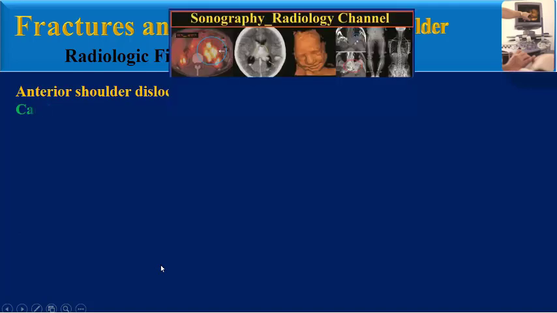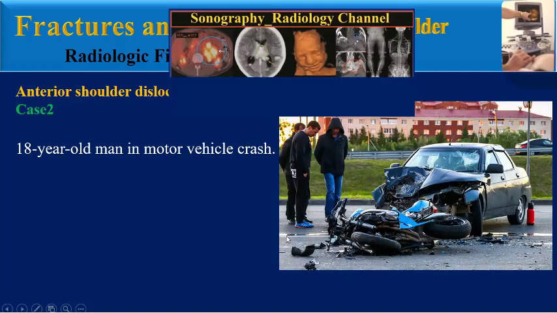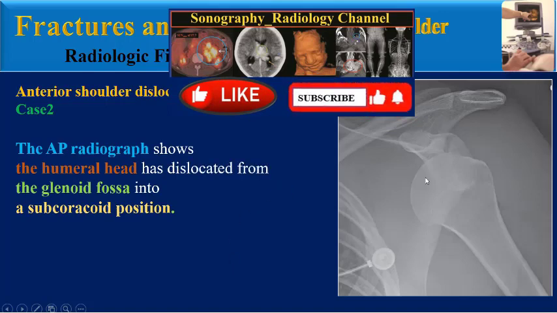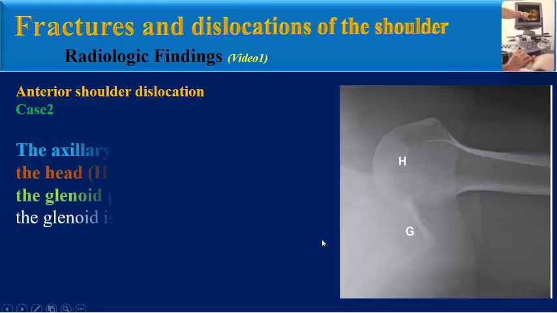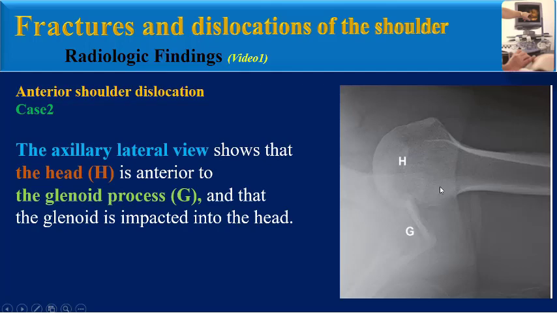Now, case 2, an 18-year-old man in a motor vehicle crash. The AP radiograph shows the humeral head has dislocated from the glenoid fossa into a subcoracoid position. The axillary lateral view shows the humeral head is anterior to the glenoid process and the glenoid is impacted into the head.